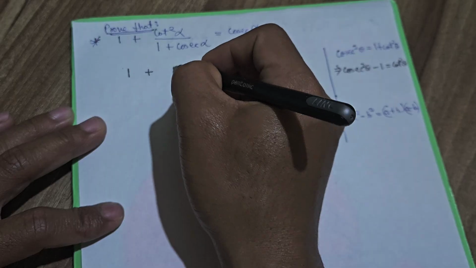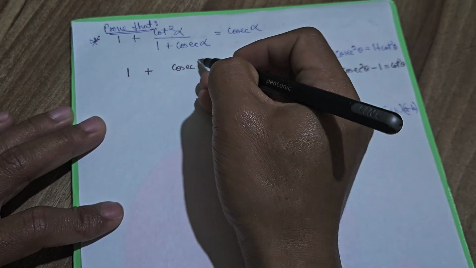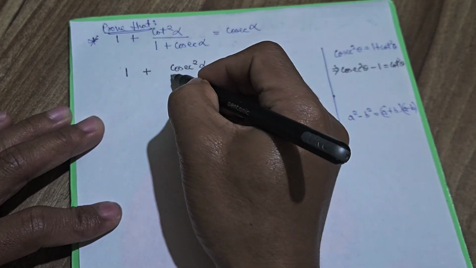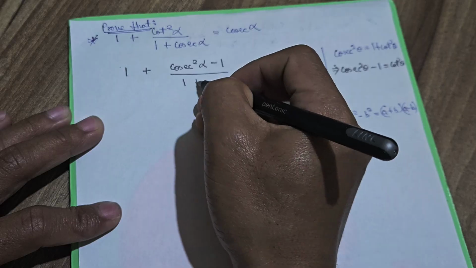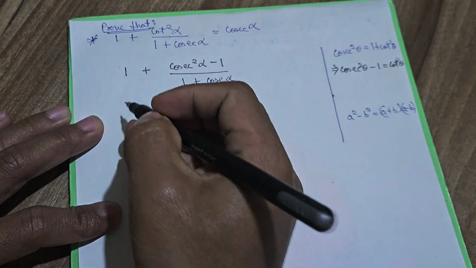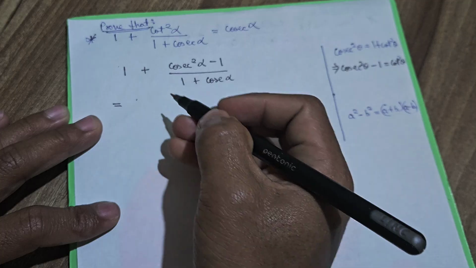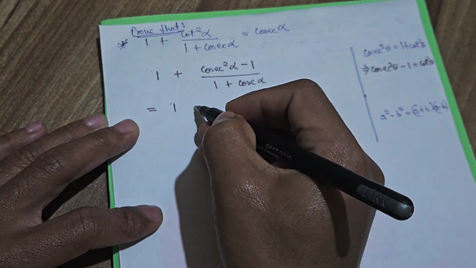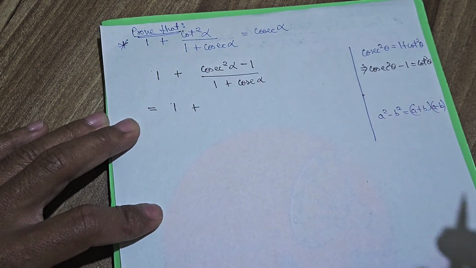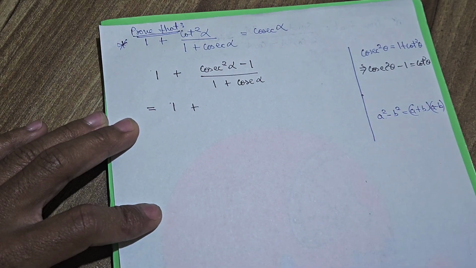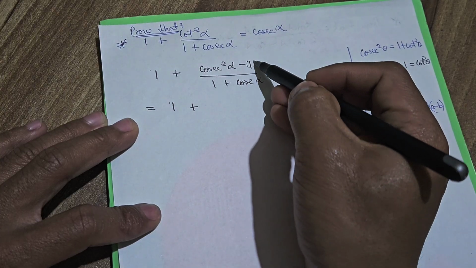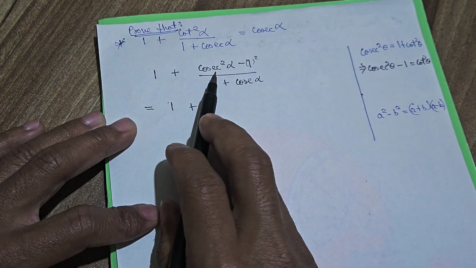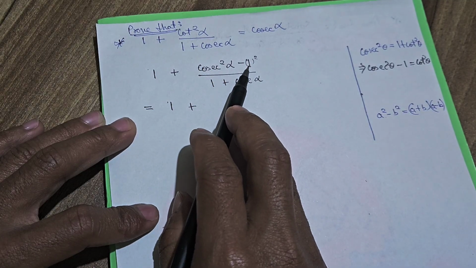So cosec square alpha minus 1 by 1 plus cosec alpha. The next step is 1 plus, now we are going to use the a square minus b square formula. We can consider that 1 square, if we do 1 square, the answer is only 1. So we can use this formula. A square is here cosec square alpha and 1 is b square.